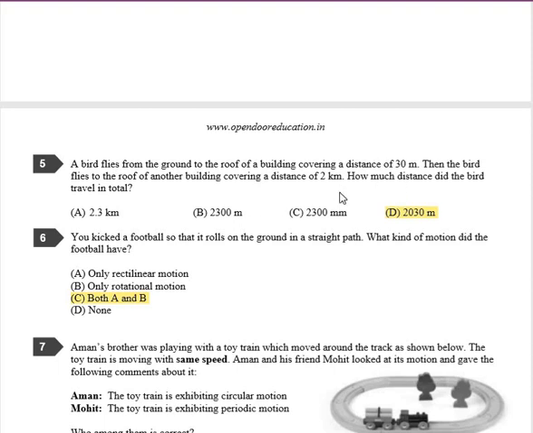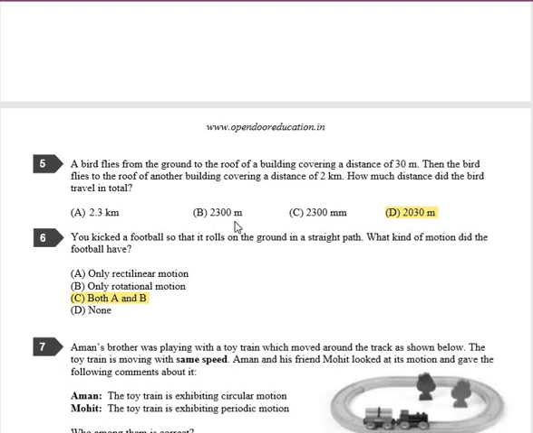In the options, the first option is 2.3 kilometers. When we convert 30 meters into kilometers, it will be 0.03, and then we can add 2 plus 0.03. So this option will be wrong, because we convert meters into kilometers by dividing by 1000. So this option is inappropriate.